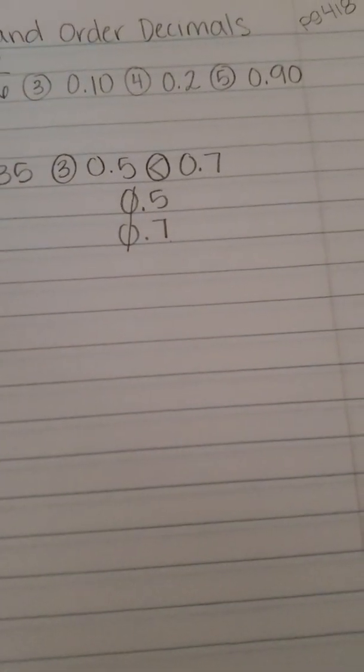Number 3. I have 5 tenths. Compare it with 7 tenths. Line up your decimals to compare. In our ones, they're both the same. And we have a 5 and a 7. Which one's bigger? The 7. So 5 tenths is less than 7 tenths. Number 4.